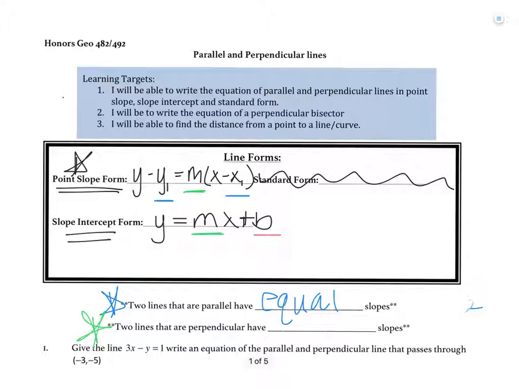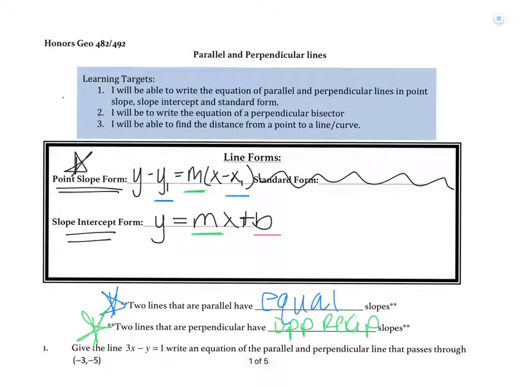Okay. Now perpendicular lines are going to have opposite reciprocal slopes. I'm going to abbreviate this as op recip. So what this means is you're opposite, and it means you have a different sign. So if it was positive, the opposite reciprocal would be negative, and vice versa. And then the reciprocal is just the flip of the fraction.